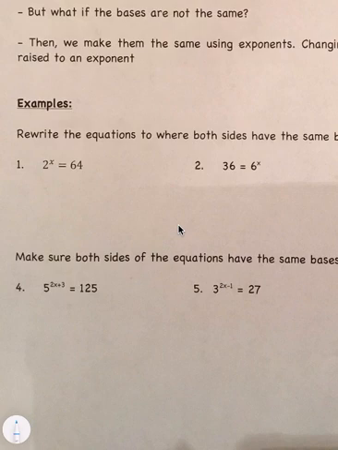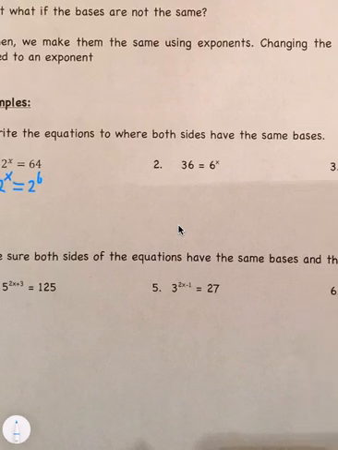So we have 2 to the x and 64. So obviously 2 to the x is not going to change because we don't have a smaller base than 2. Now 2 to what power is 64? And so if we think about it, 2 squared is 4, 2 cubed is 8, 2 to the 4th is 16, 2 to the 5th is 32, and 2 to the 6th is 64.